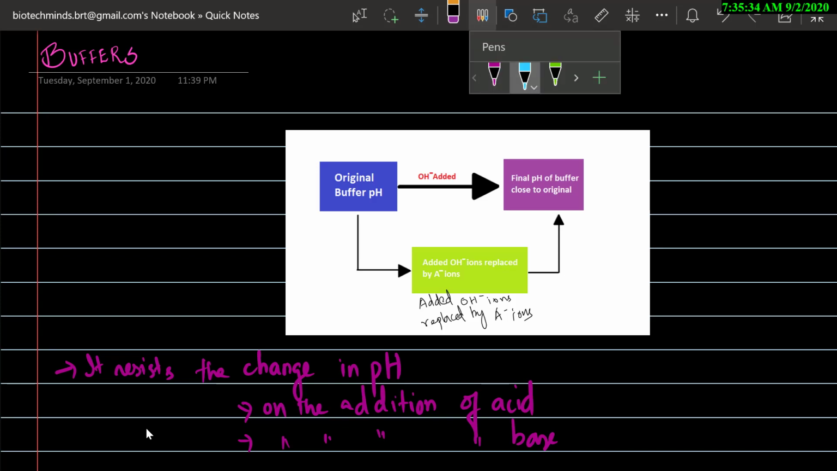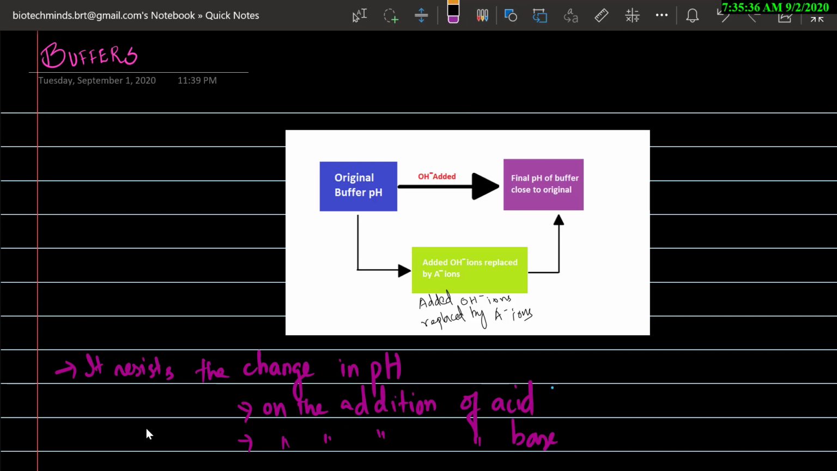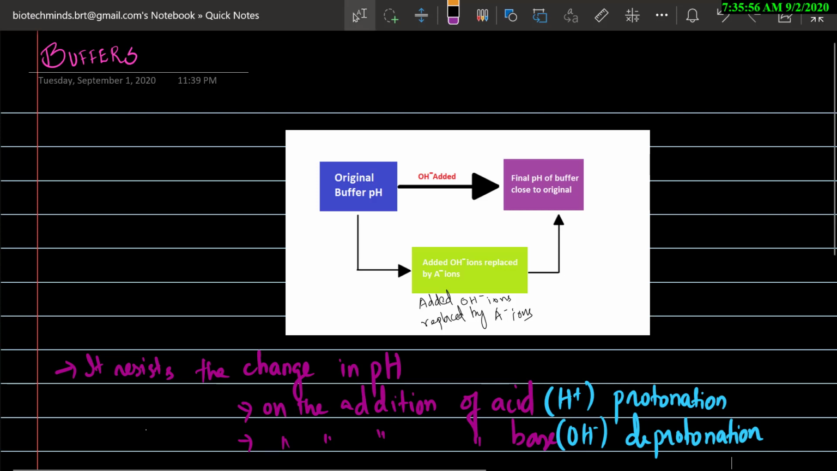We call these processes, so this one is H plus and this one is OH minus. This is called protonation and this is deprotonation. Normally, buffers are physiological fluids that are maintained in the living system itself.